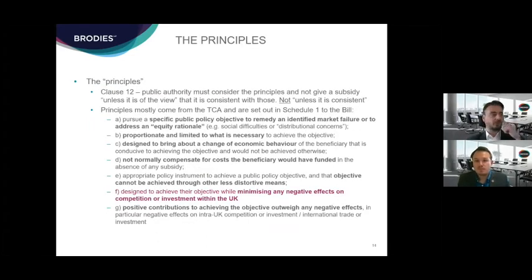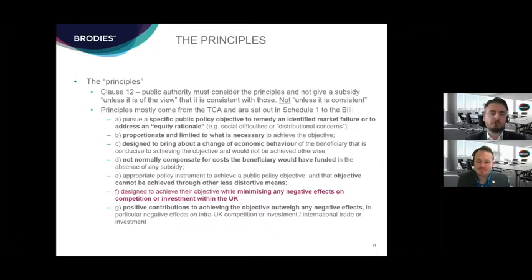Okay, so the principles that apply to the grant of subsidies are set out in Schedule 1. Clause 12 says that public authorities have to consider those principles and not give a subsidy unless the authority is of the view that the subsidy is consistent with the principles. That is not the same as saying you can't give it unless they are consistent. You just have to be of the view. Now, obviously, there will be a reasonableness element there. You won't be able just to turn up in a court and say, well, I concluded that it was consistent with the principles when it clearly wasn't. But there is potentially a little bit of a margin of appreciation built into that language.